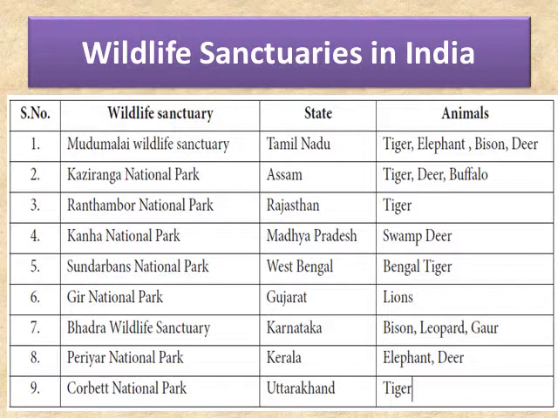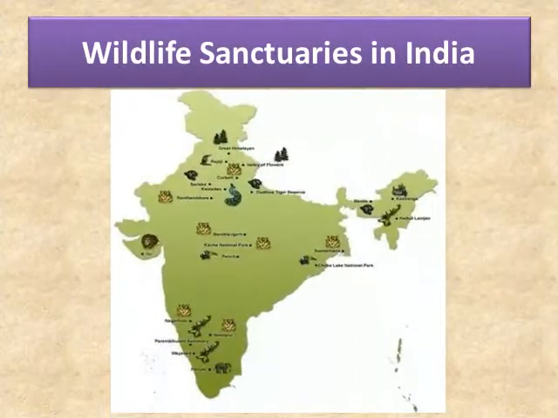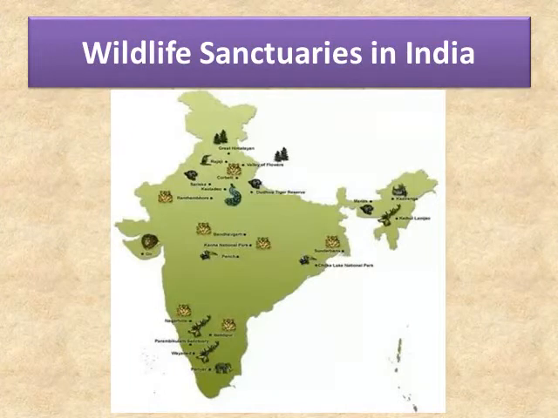In Gir National Park in Gujarat, lions are being taken care of. The Bhadra Wildlife Sanctuary and National Park in Karnataka, bison, leopard and gaur are being taken care of. Periyar National Park in Kerala, you can find elephants and deer. Corbett National Park in Uttarakhand, the tiger is cared for. Dear children, that is the oldest national park in India which was established in 1936. Dears, on the map you can find the important wildlife sanctuaries in India.